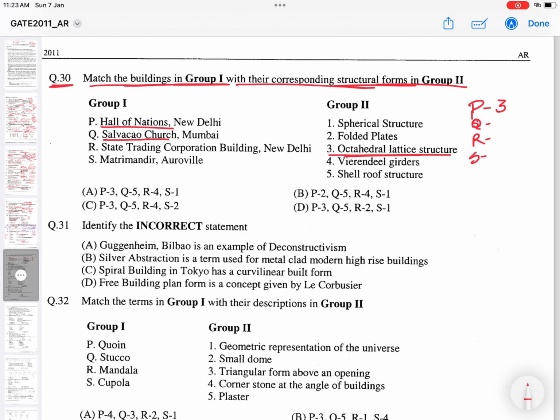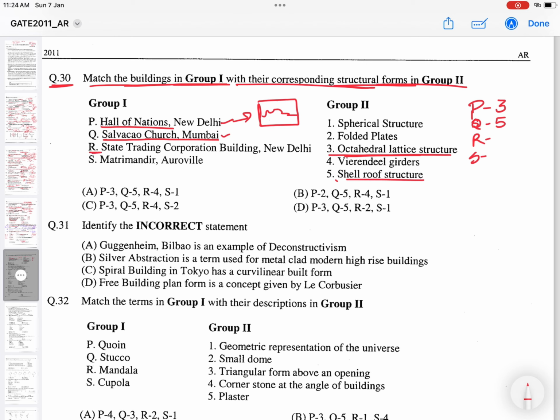Salvation Army Church in Mumbai. What type of church is it? It's a spiral structure? No. Shell roof structure. Yes, it's that. I will suggest, when you are going through this, please search them on the internet so that you have the image while you're solving it, because you associate your memory with that image. Then you will remember it for life, I'm telling you.